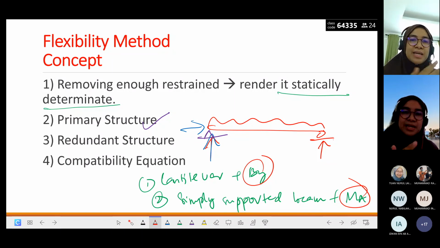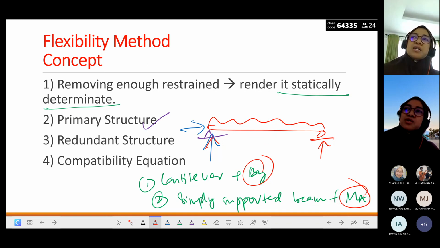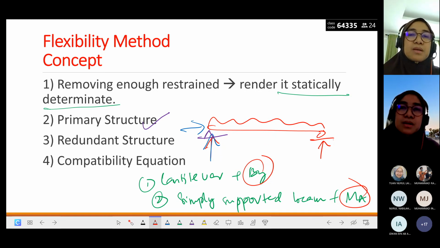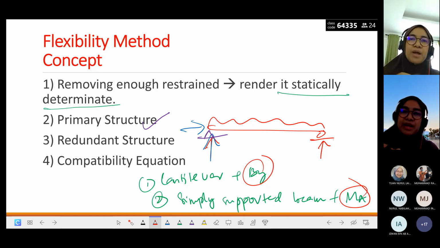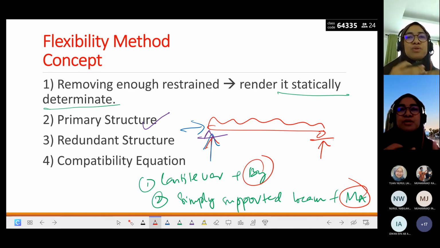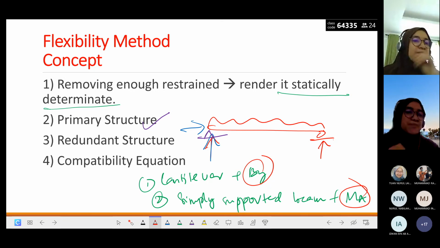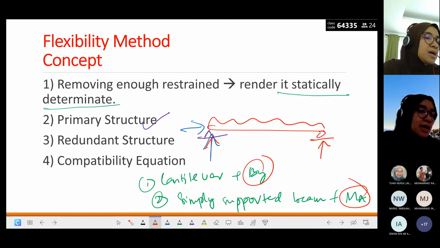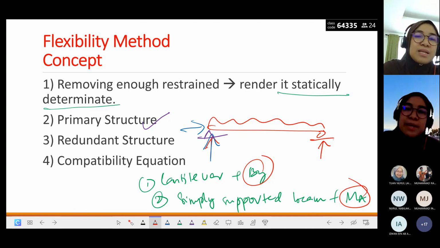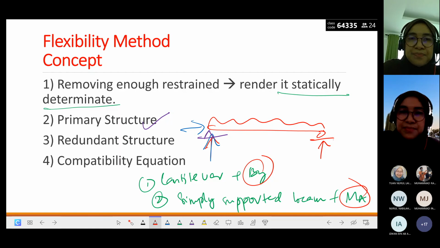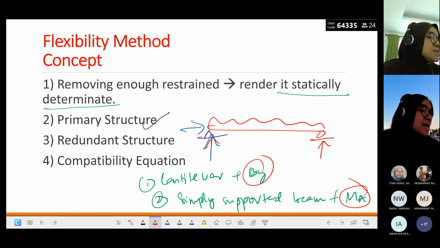Okay, fixed has 3. So whenever we want to remove one from fixed, we have to remove moment, so that when we remove moment, it becomes pin. And for pin support, if we want to remove one from pin, we have to make sure the pin becomes roller. So there are two possibilities, whether it is a cantilever beam or a simply supported beam, and this is actually the primary structure.